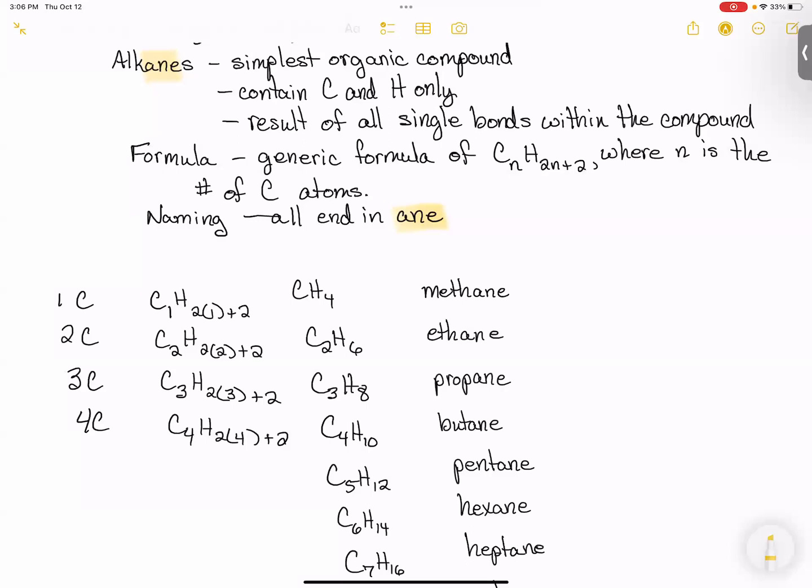So if you go out there and you look at the back of a material and see a label, if you come across anything that says ane at the end, that means that it's an alkane.